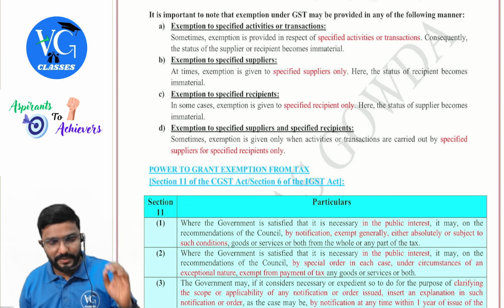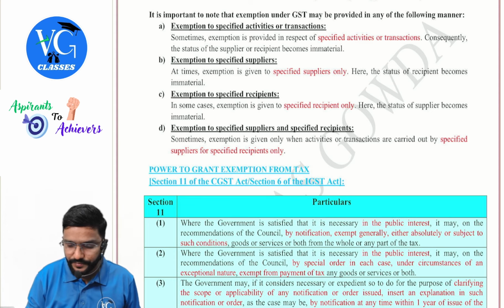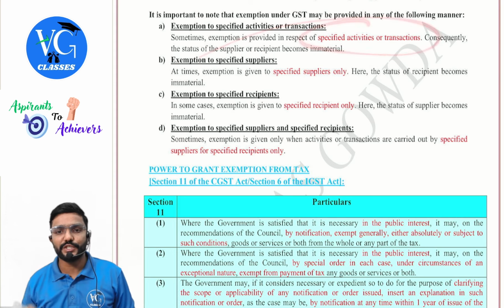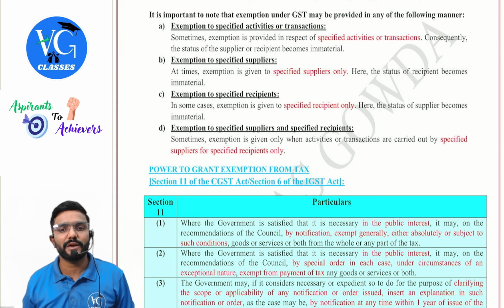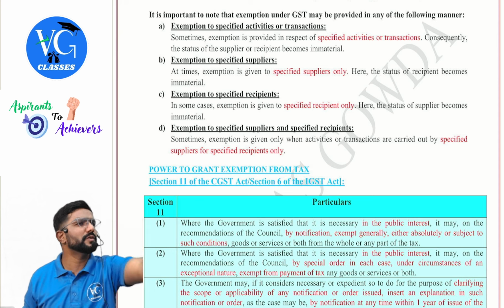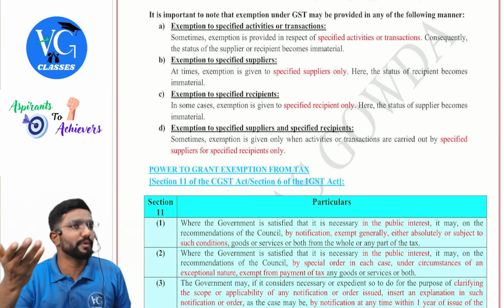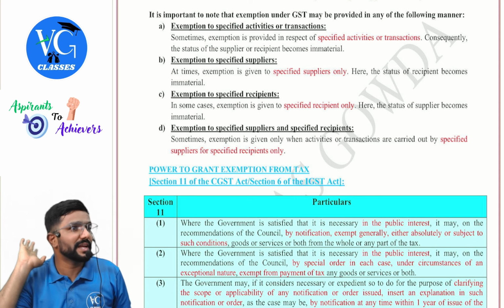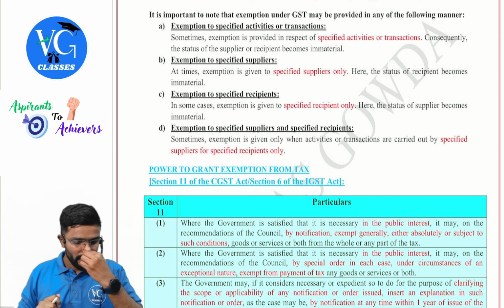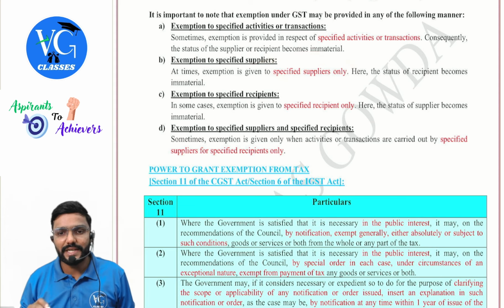Okay. Sometimes exemption is provided in respect of specified activities or transactions. Consequently, the status of the supplier or the recipient becomes immaterial. Exemption to specified suppliers means here exemption is given only to the following suppliers. For example, they have given a few exemptions only for the services supplied by government. Only if government is a supplier, they enjoy the exemption. At times, exemption is given to specified suppliers only. Here, the status of recipient becomes immaterial.